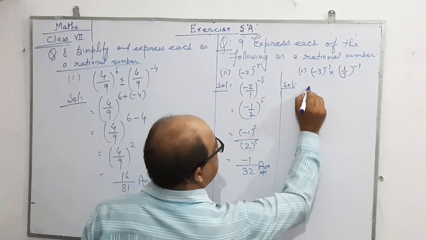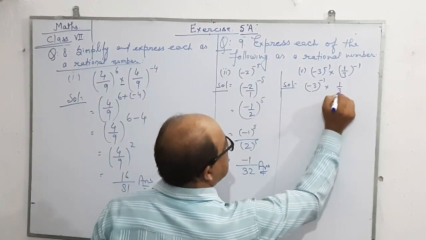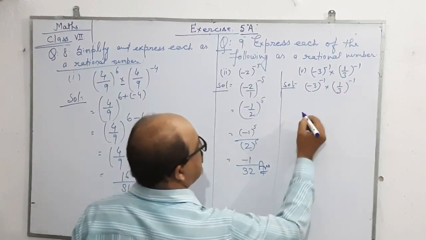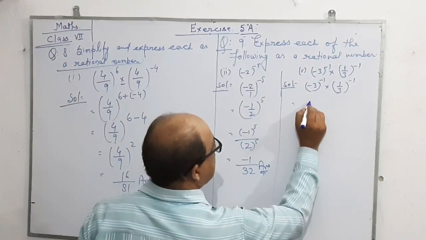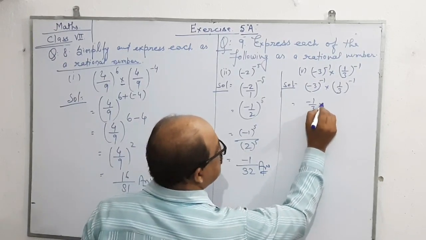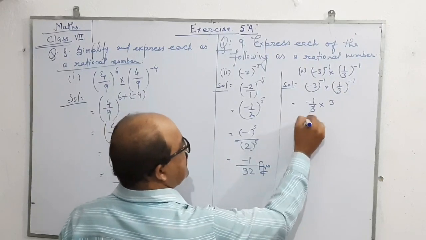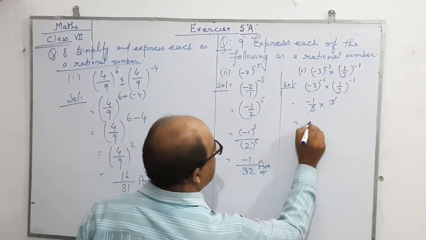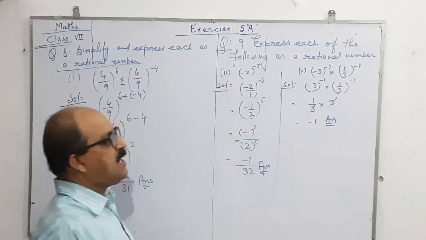Another question, minus 3 to the power minus 1 into 1 by 3 to the power minus 1. Write the reciprocal of it. It means minus 1 by 3 into 3. Taking the reciprocal, the 3 will be cancelled, and your answer is minus 1. So this one is the answer of it.